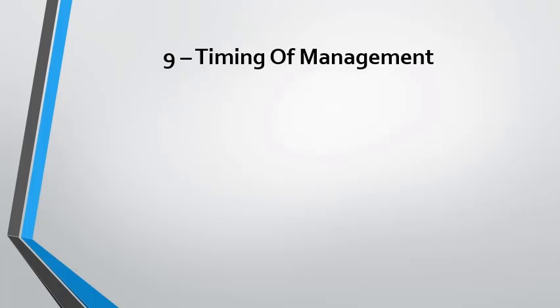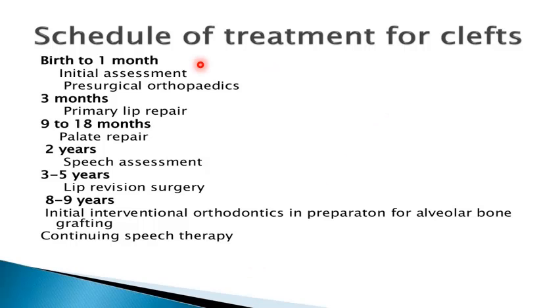Timing of management. From birth to 1 month, it is the initial assessment and educating the parents about child feeding and using pre-surgical orthopedics, which facilitate the surgery. At the age of 3 months, it is the time for the lip repair. From 9 to 18 months, it is the time for palatal repair. At 2 years, we assess the speech and may require repairing the velopharyngeal sphincter.